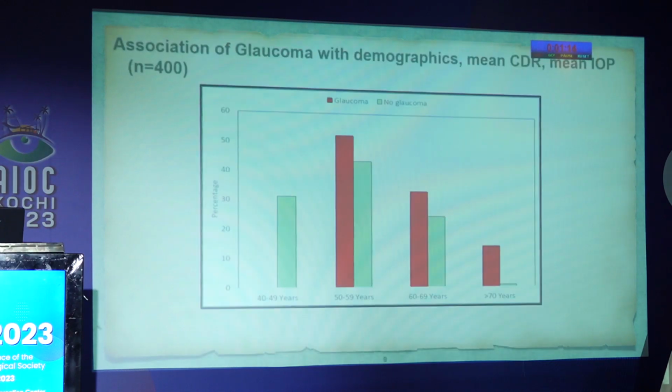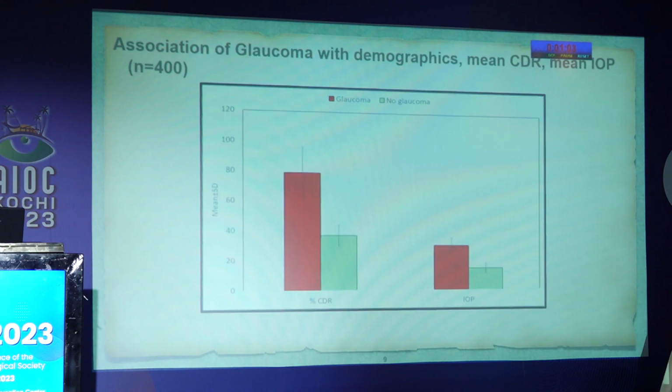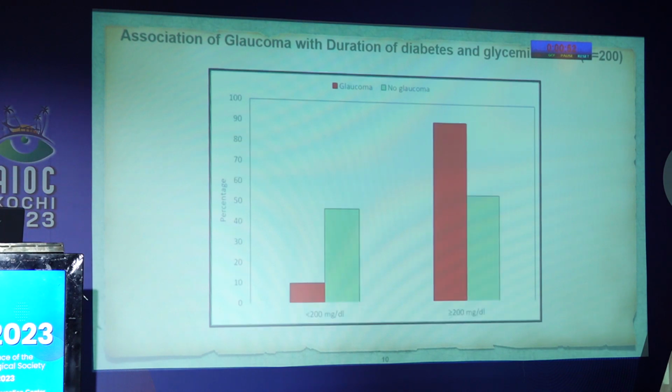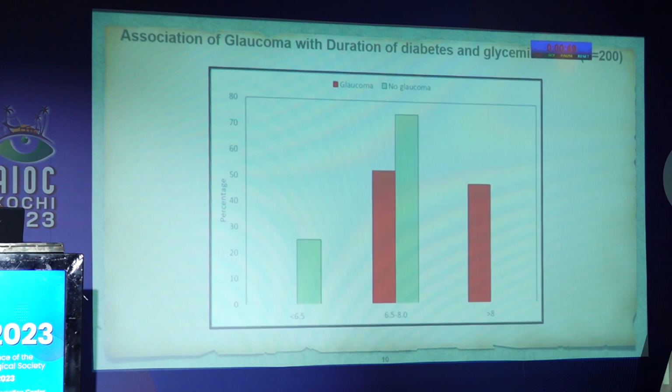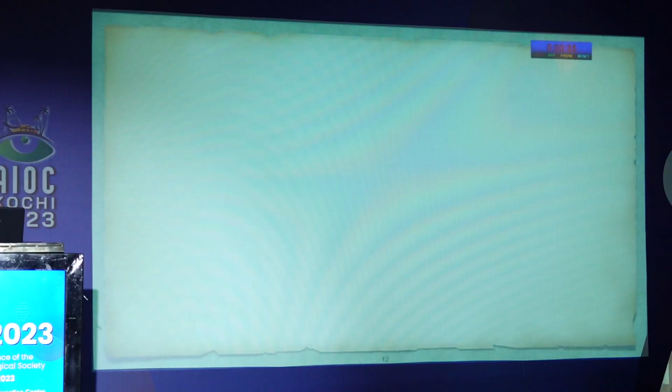So with glaucoma and demographics, we see that with increasing age, the red indicates glaucoma. With increasing age, the glaucoma risk is increasing. With male gender, the glaucoma risk increased with higher IOP and higher cup disc ratio. Then again, the red bar is glaucoma. With increasing age, with increasing duration of diabetes, the risk is increased. With increasing RBS level, more than 200, increased risk. With the increase in HbA1c, there is increased risk. And the binary logistic regression shows only HbA1c is significant. HbA1c level shows a significant association between glaucoma and diabetes.